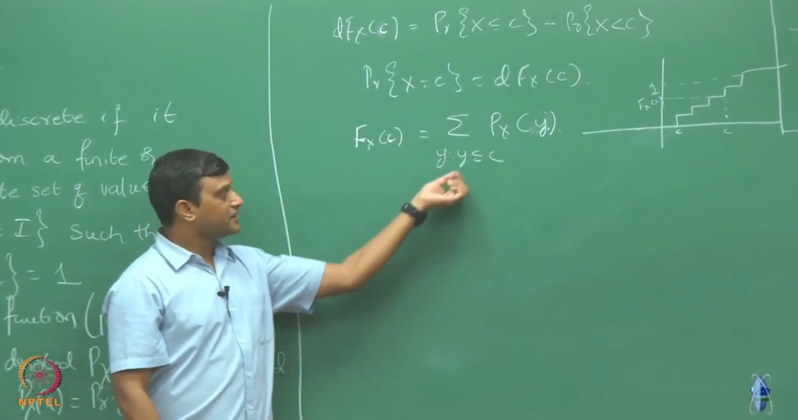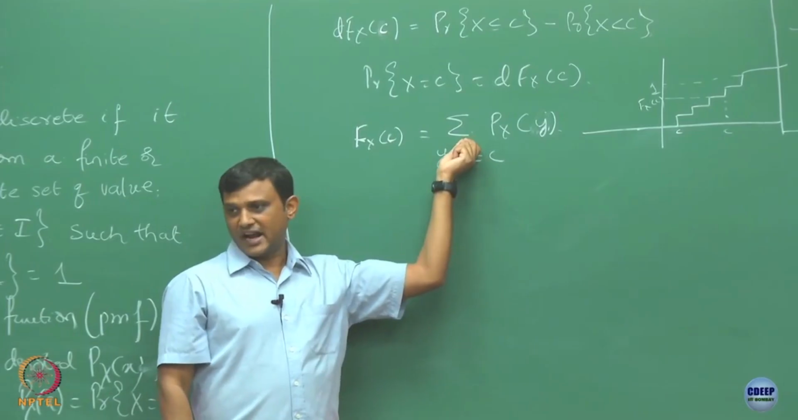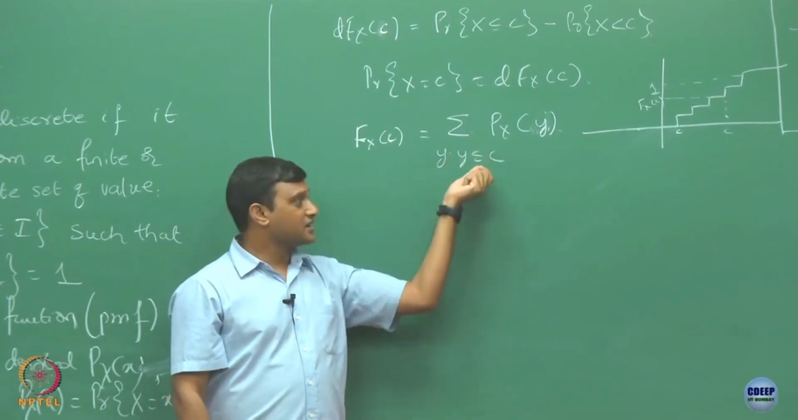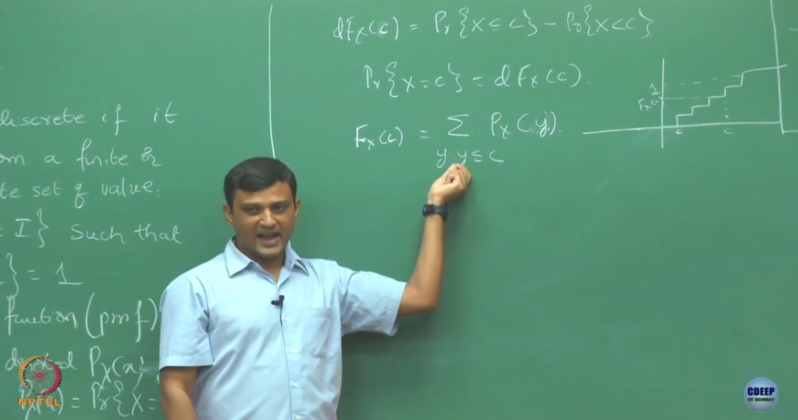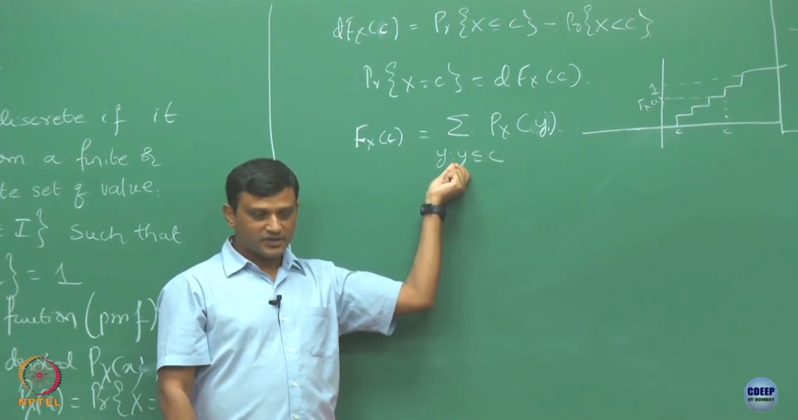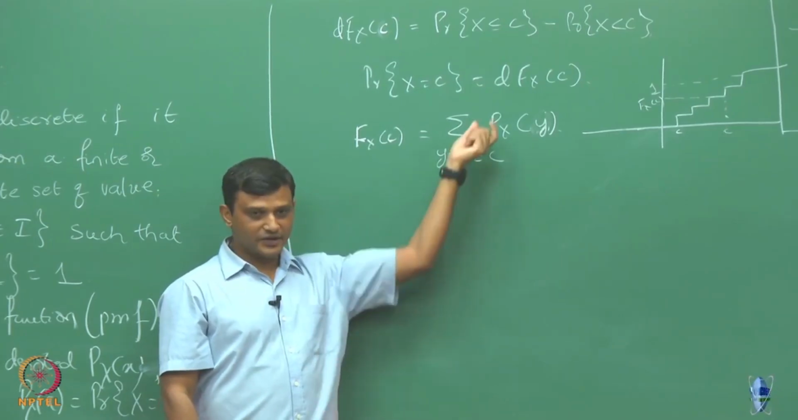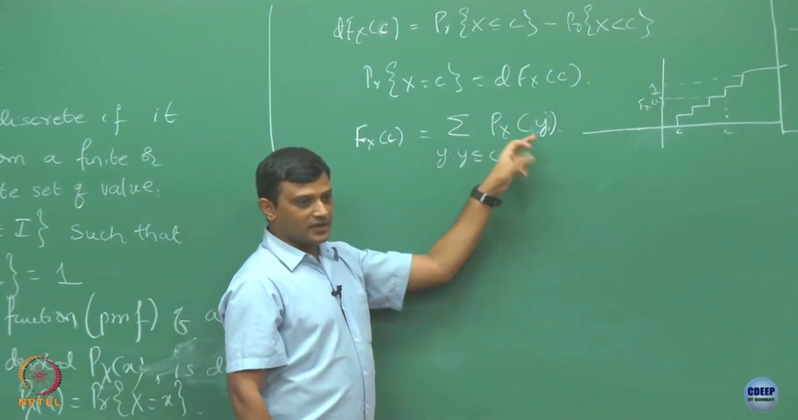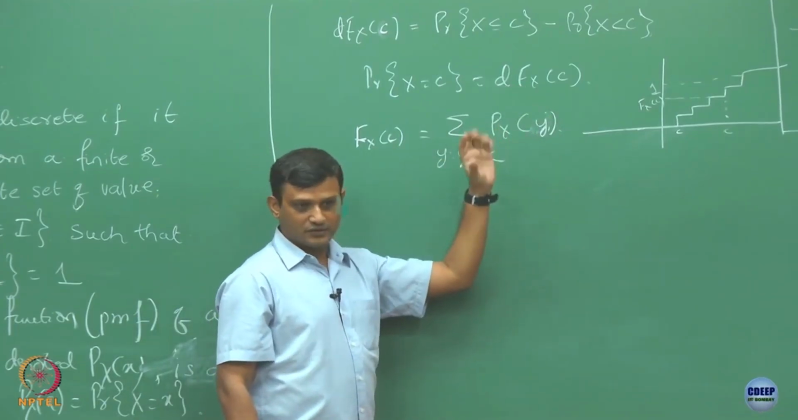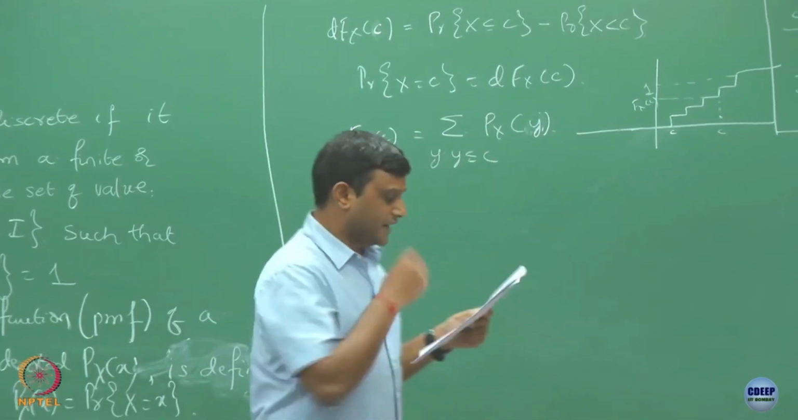So the way I interpret it, even though I have written it as a summation, a summation means we are always adding finitely many terms, right? But here I am writing it as y less than or equal to c. That means there are uncountably many y's. The way to interpret it is that all those y's where this function has positive value, we are only summing over them. Okay, fine.